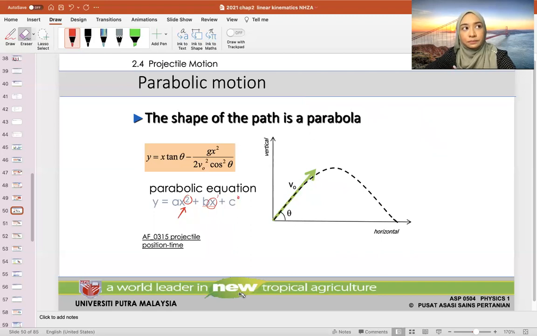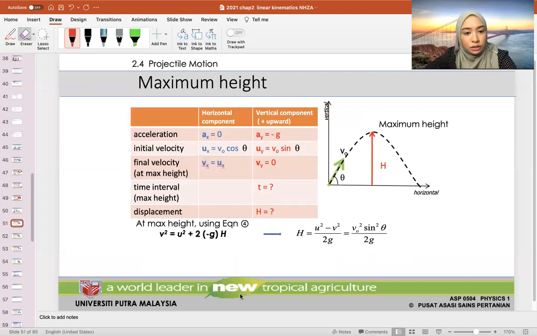And also, if you're interested to pursue physics later, you can go and play around with this one as well. Okay. All right, so we talked about acceleration.